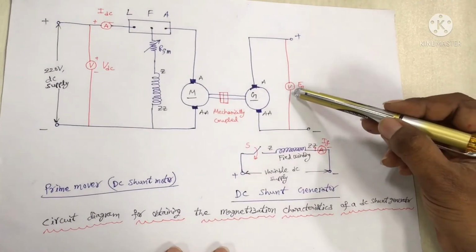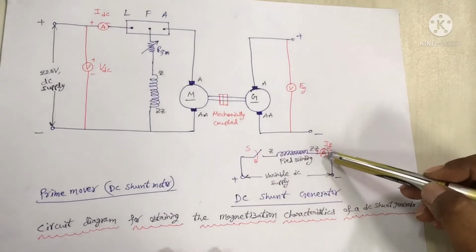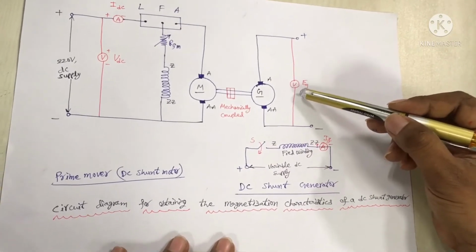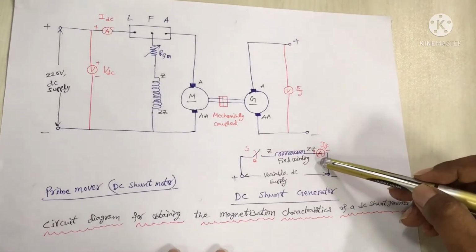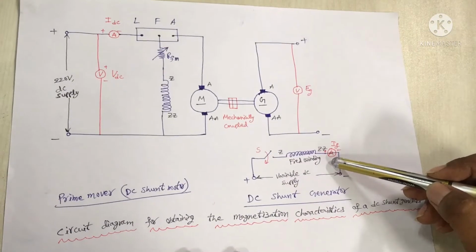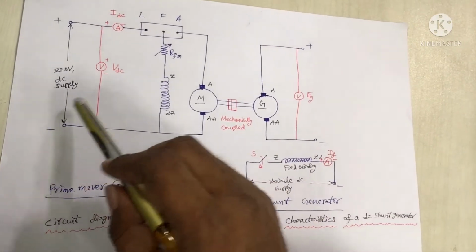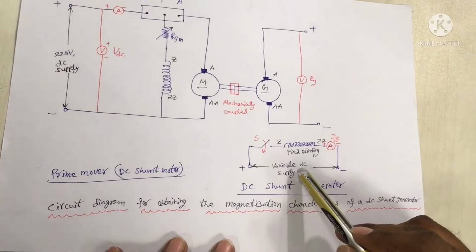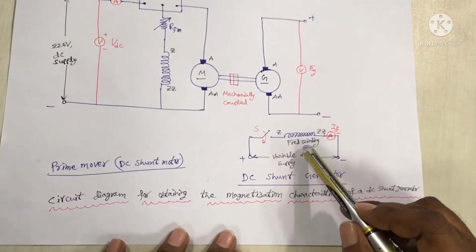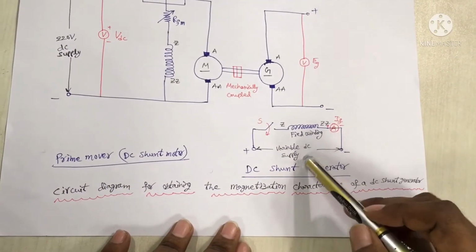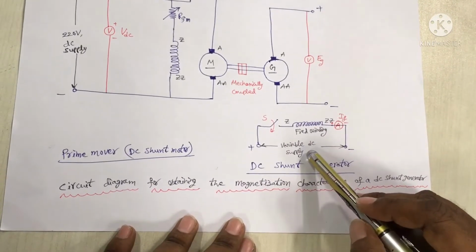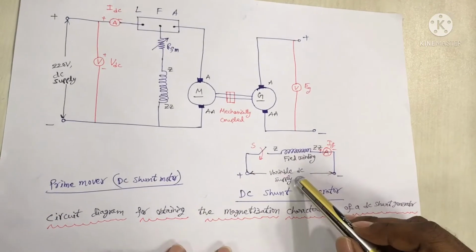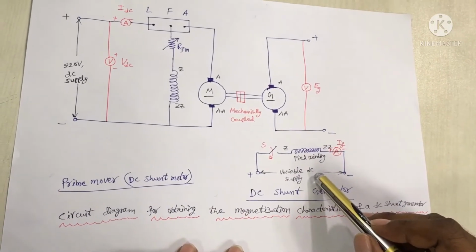By using this DC voltmeter and DC ammeter, we will measure the voltage across the armature winding and current through the field winding. Here we are giving the variable DC supply to the field winding of the DC shunt generator. By using the auto transformer and rectifier unit, we will get the variable DC supply.